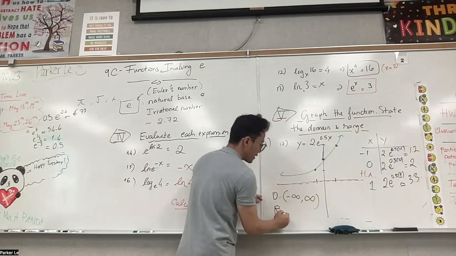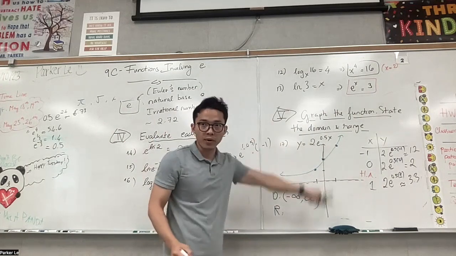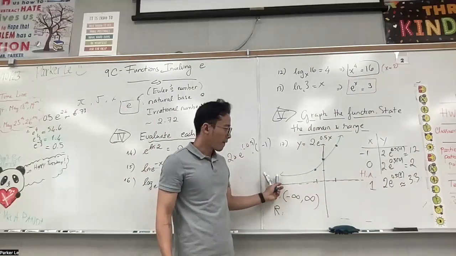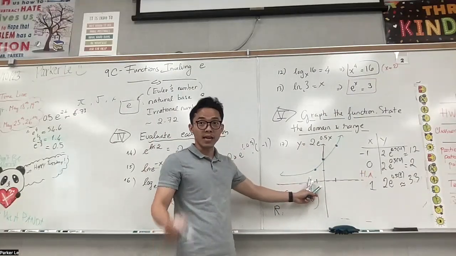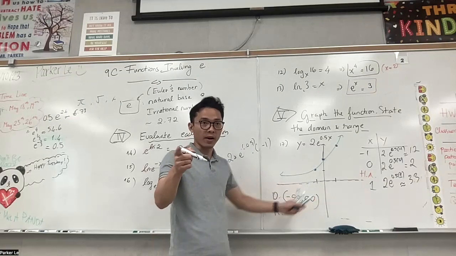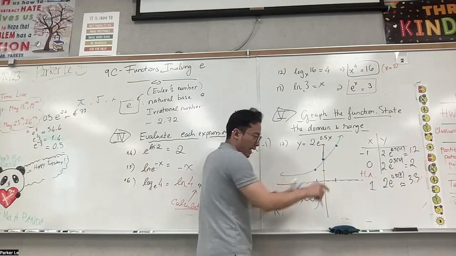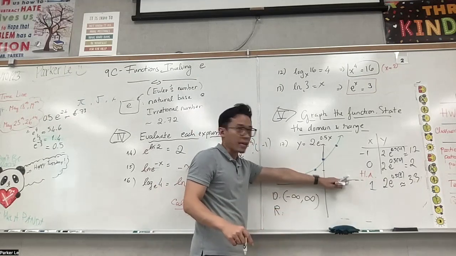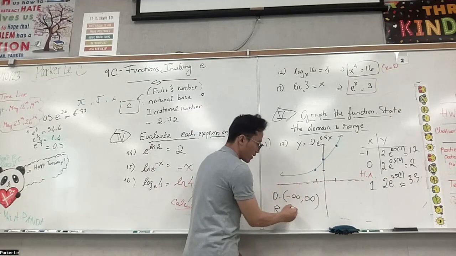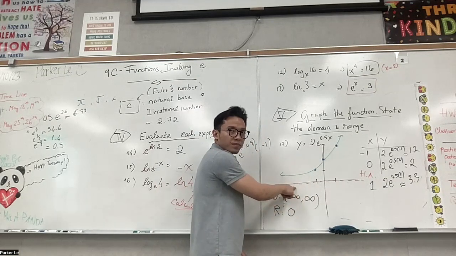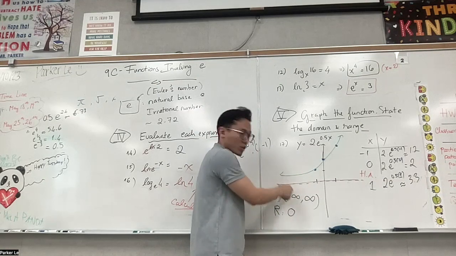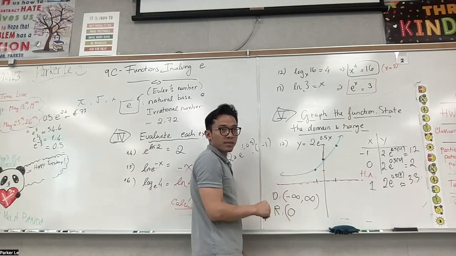Good. How about the range? For the range, you look from down to up, right? 0. So choose 0. Yeah, Andrea, very good. 1 point, Andrea. You see 0? It can never go lower than this, right? So this is 0. Do we include 0? Do you think it's going to touch the line? It never touches the line. Remember that. So it's going to be parenthesis.